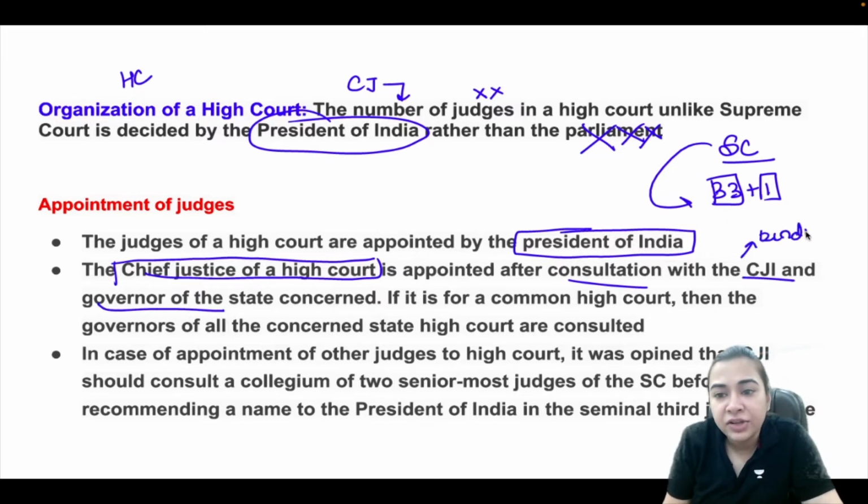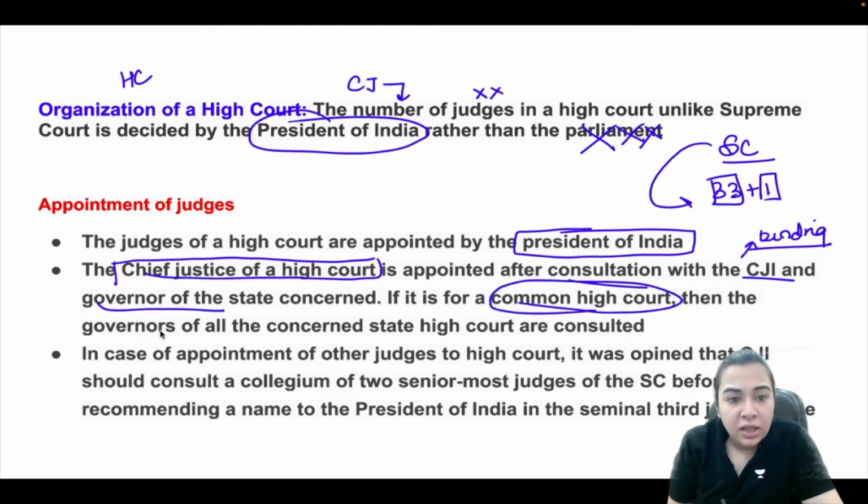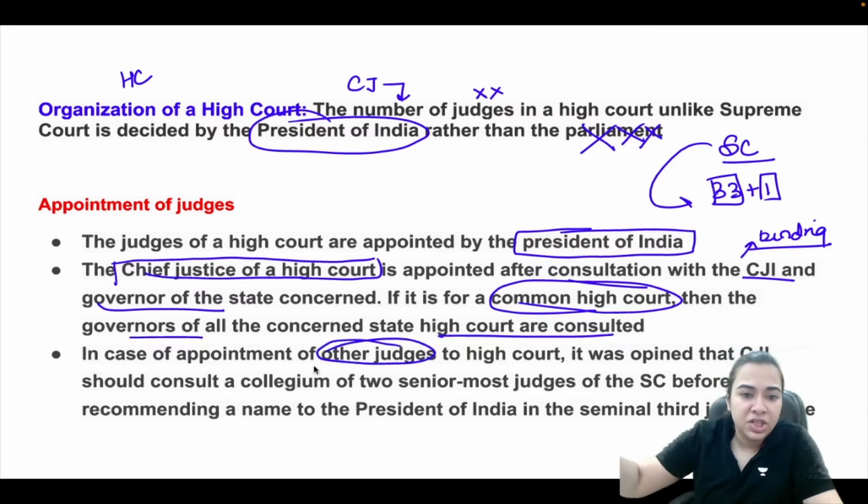So we all had the three judges cases, right? In these cases, the consultation with the Chief Justice is absolutely binding in nature. All right. So if there is a common High Court for a couple of states, the governors of all the states are going to be consulted. Okay. Now, when we leave out the Chief Justice of the High Court, we talk about the other judges.